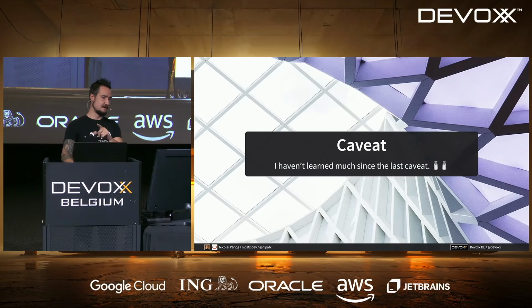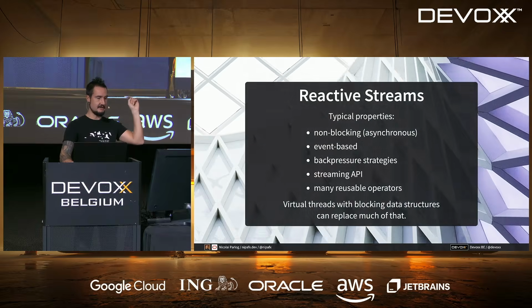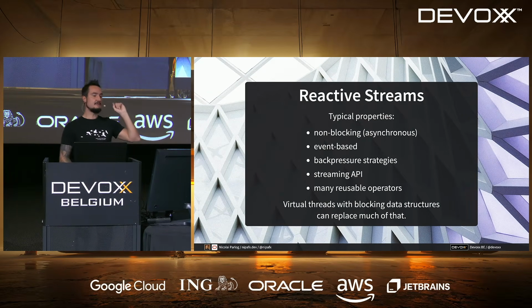I'm going to try to get through these building blocks. I didn't learn anything since the last caveat, so just keep that in mind. Reactive streams are often non-blocking, event-based. They use these backpressure strategies, streaming APIs, and they have these reusable operators. And I think virtual threads and blocking data structures and StructuredTaskScope can do a bunch of that, but the reusable operators are an interesting piece.